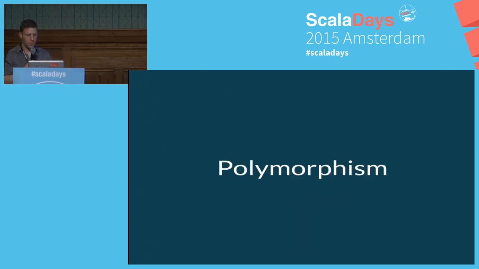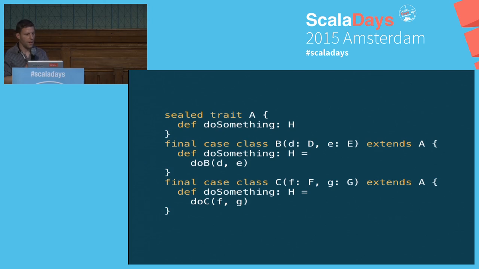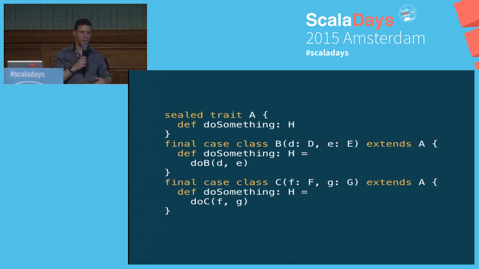We can do the same thing with polymorphism if we like. Here we define an abstract method, do something, and then we have to implement concrete implementations on each of the subtypes. And that's just the same thing. Again, do B and do C being the kind of problem-specific bits.